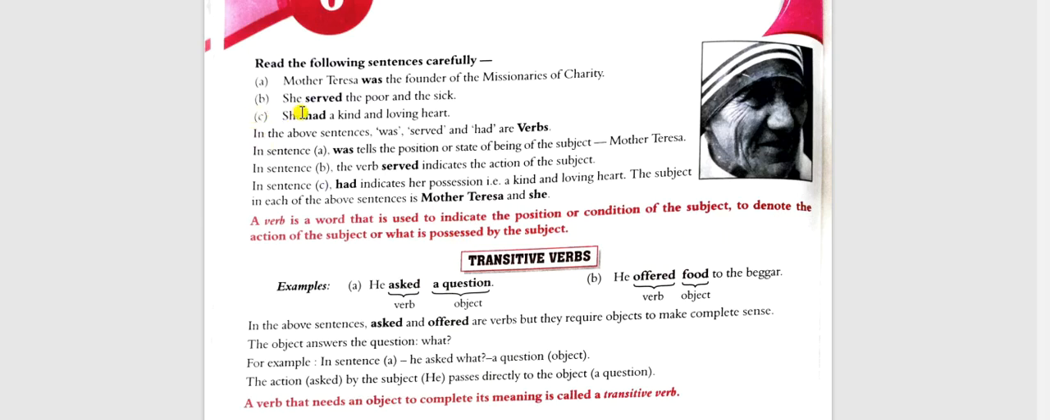Now, here she is used for Mother Teresa and she's doing an action, that she's serving the poor and the sick. So here the action of the subject is that the subject is extending her arm of help to the poor and the people who are in need, who are sick. She had a kind and loving heart. Now, Mother Teresa was very kind, so definitely she possessed a very good heart. Her heart was very kind, possessed something which belongs to you. So, Mother Teresa's heart was very kind, loving, full of gentleness, right?